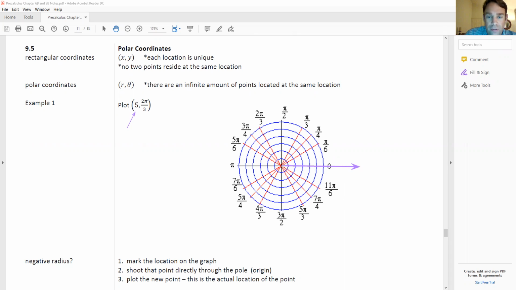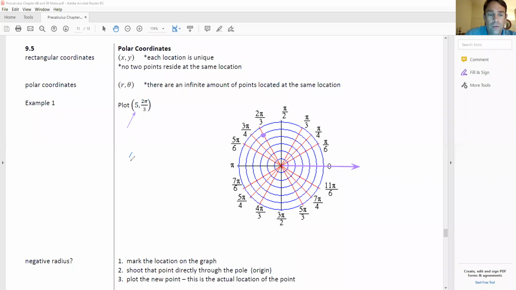So if I'm looking at this here, the first thing I do is I find 2 pi over 3. I deal with the angle, and I'm going to count out 5 concentric circles on the 2 pi over 3 line. So 1, 2, 3, 4, 5. This would be the point 5, 2 pi over 3. So we don't have to get too terribly crazy with it.